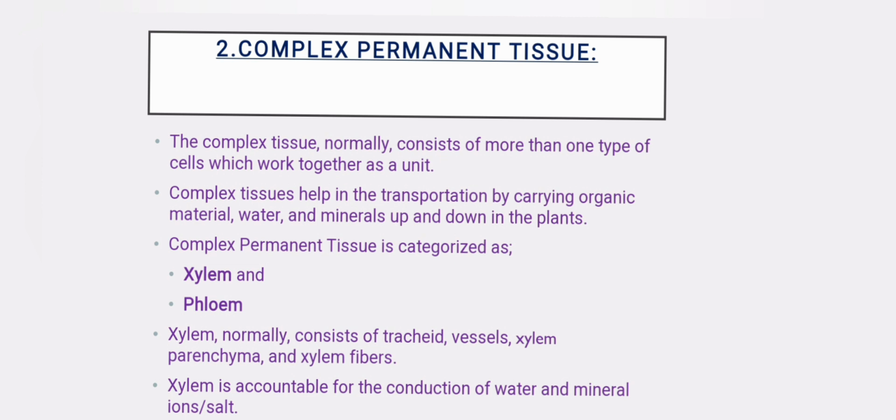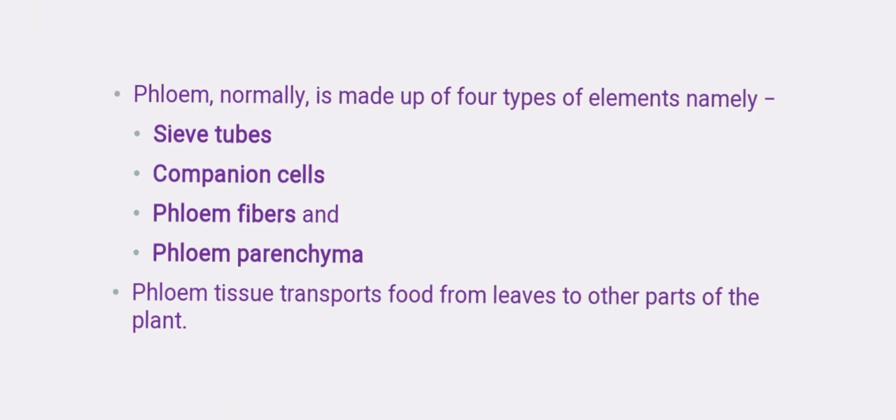Basically, xylem is the tissue of vascular plants that transports water and nutrients from the soil to the stems and leaves. So the function of the xylem is to transport water and nutrients from the soil to the stems and leaves.